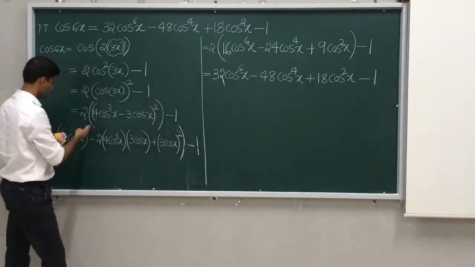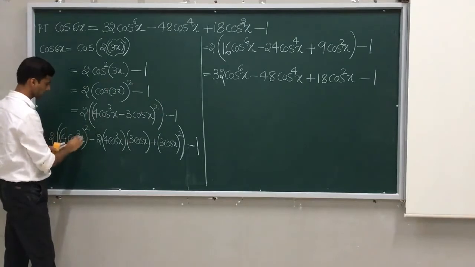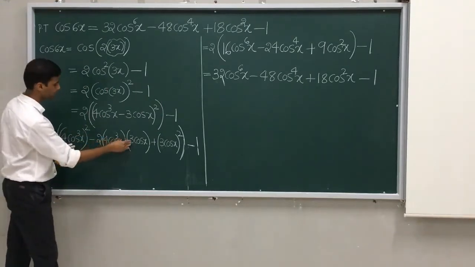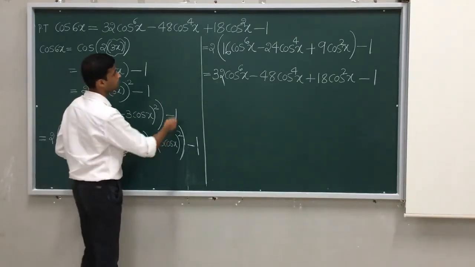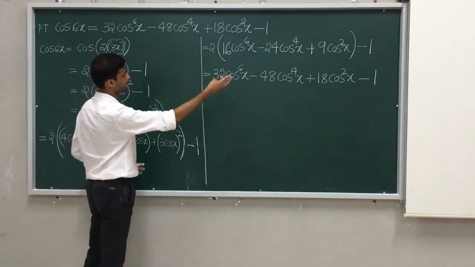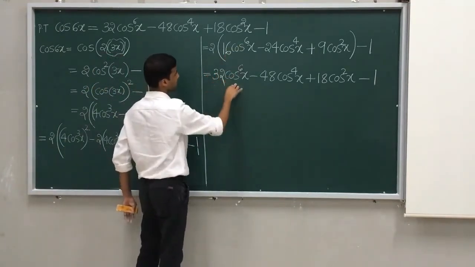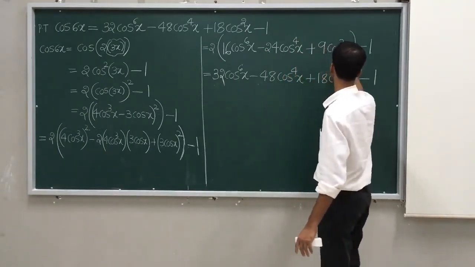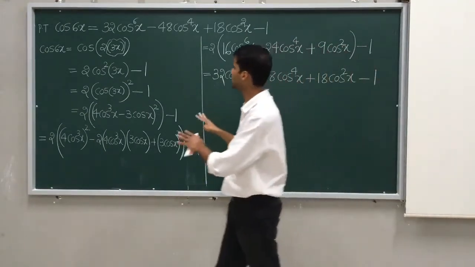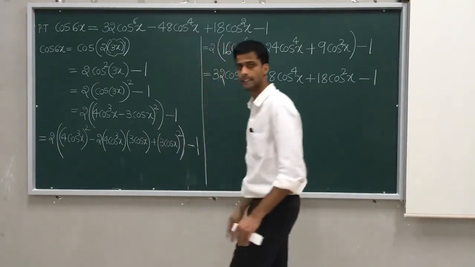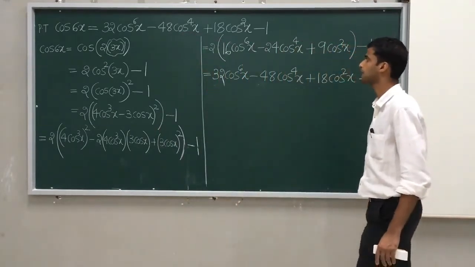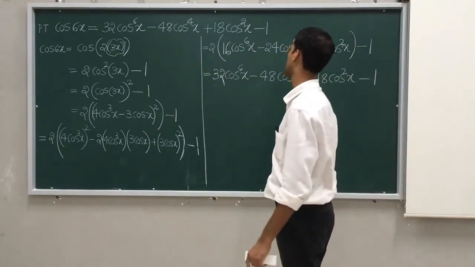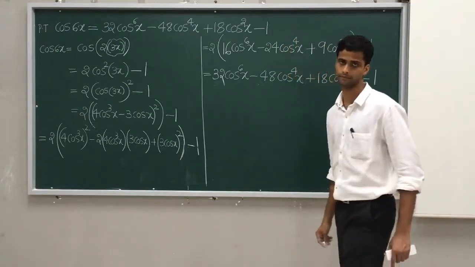Then we did 4 square, 16 cos raised to 6x; 2 4s are 8, 8 3s are 24 cos raised to 4x; plus 3 square is 9 cos square x minus 1; 16 twos are 32 cos raised to 6x minus 48 cos raised to 4x plus 2 9s are 18 cos square x minus 1. So with this we got the cos 6x answer as 32 cos raised to 6x minus 48 cos raised to 4x plus 18 cos square x minus 1.